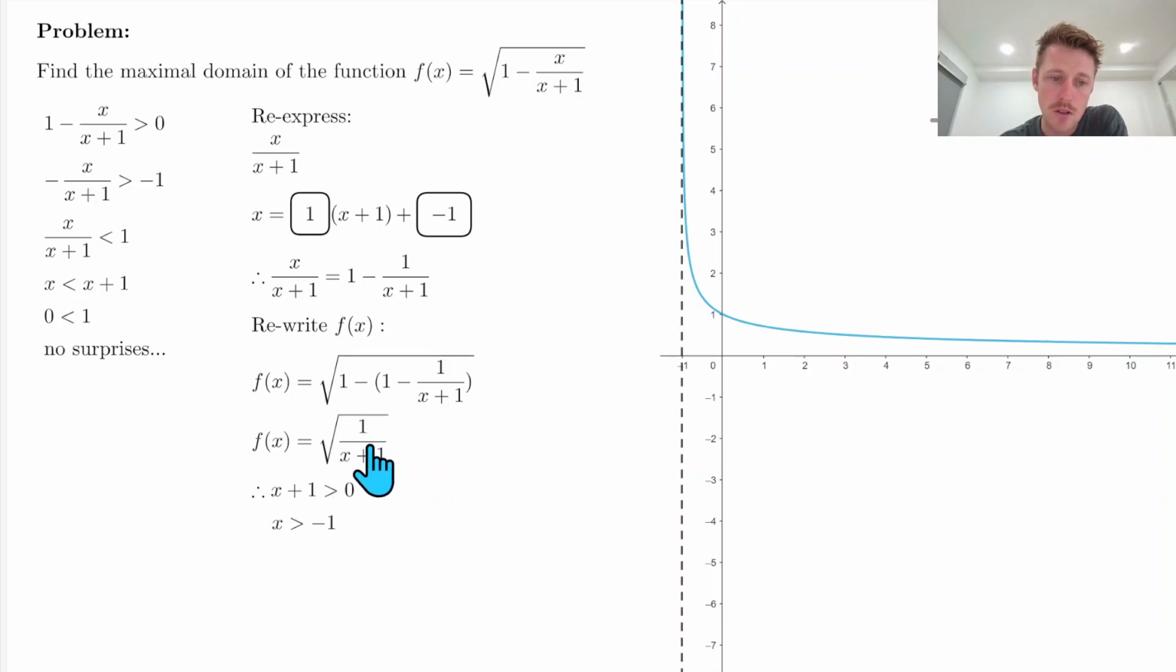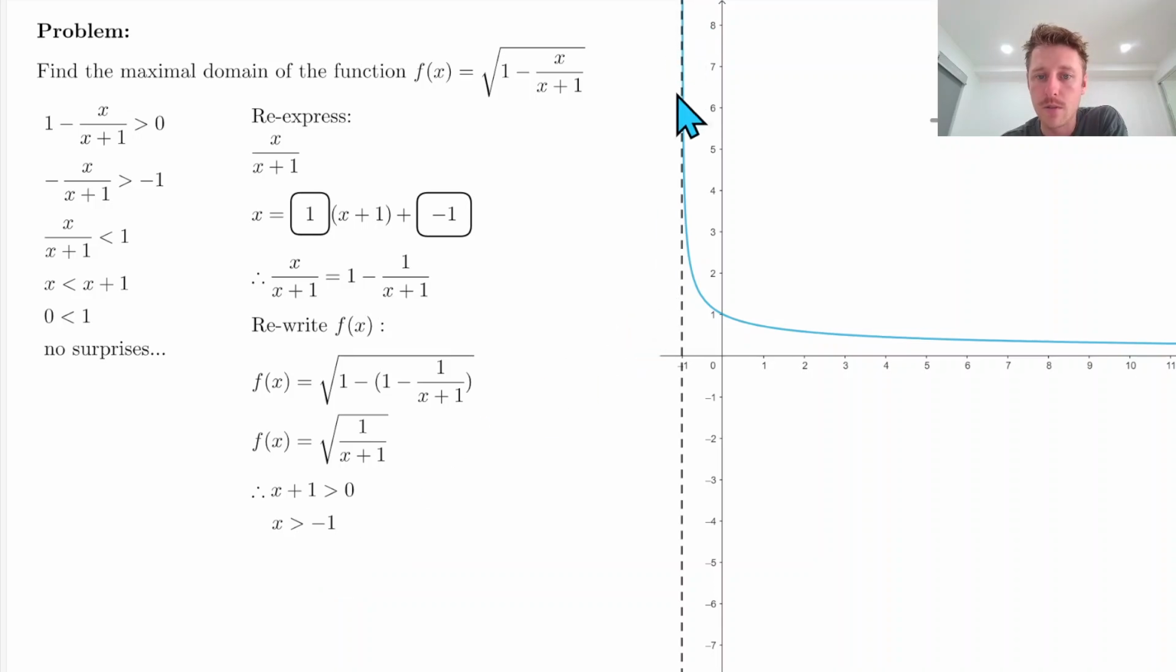And now we say to ourselves, okay, well, what's the maximal domain of this function? It's a lot easier to work out. We know that because it's under the square root, it has to be greater than 0. And this fraction is only greater than 0 if the denominator is greater than 0. Okay, if the denominator is negative, then the whole thing's negative. And it can't equal 0, because if it equals 0, we've got a problem, because then we're dividing by 0. So we can see that x plus 1 has to be greater than 0 for this thing to be positive. So x is greater than -1.